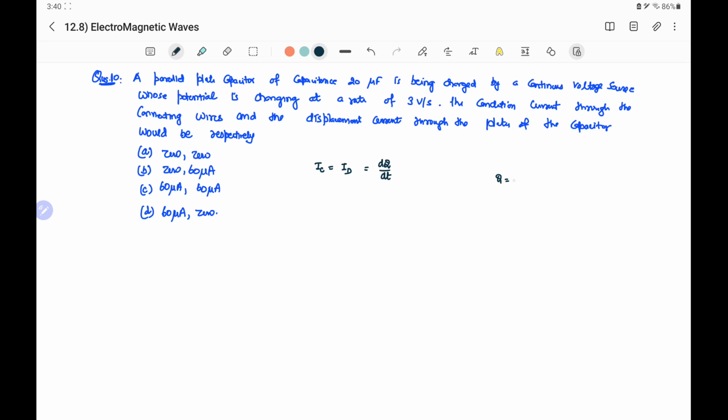And we know the charge in the capacitor is the product of capacitance and the potential difference across the plates. So we can write it as the differential of CV. The capacitance of the capacitor is constant, so it is taken out of the differential, so it will be C into dV by dt. We are given that the capacitance of the capacitor is 20 microfarad and the rate of change of voltage is 3 volt per second. So on multiplying we will have 60 microampere. So conduction current and displacement current are 60 microampere. Hence option C is the correct option.